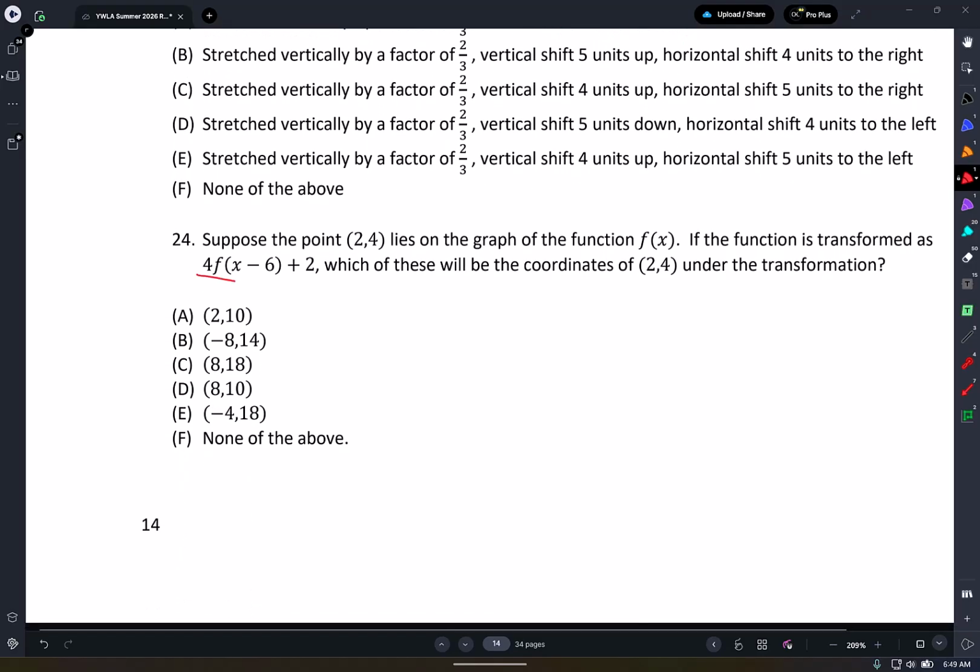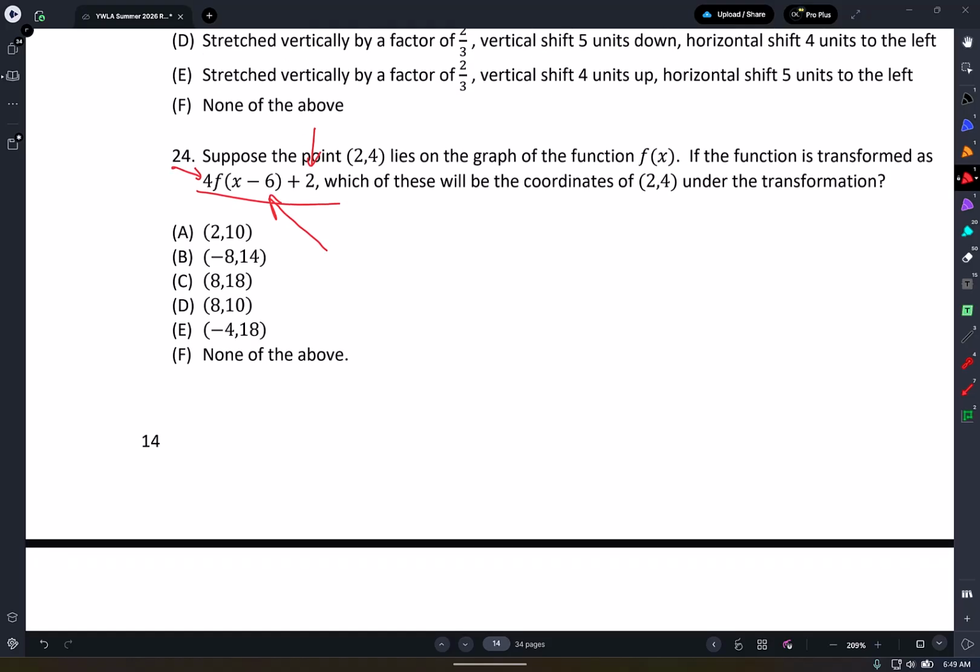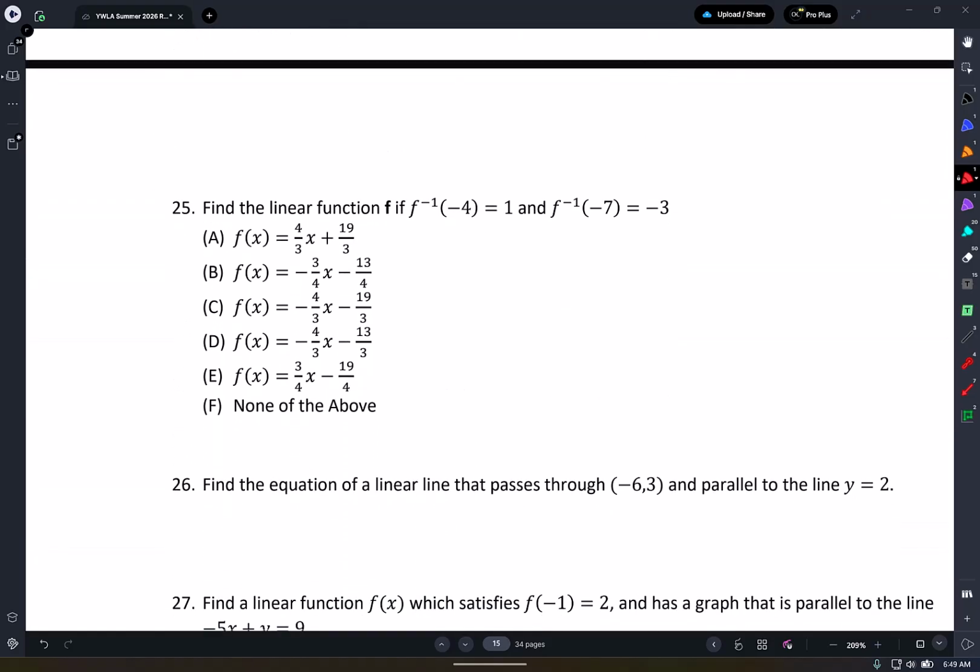This is the same thing, guys. Take care of the horizontal shift first, then look at the vertical stretch, and then go ahead and add 2 to whatever number you get when you multiply the y value by 4. I don't want to try to give you too much information there.